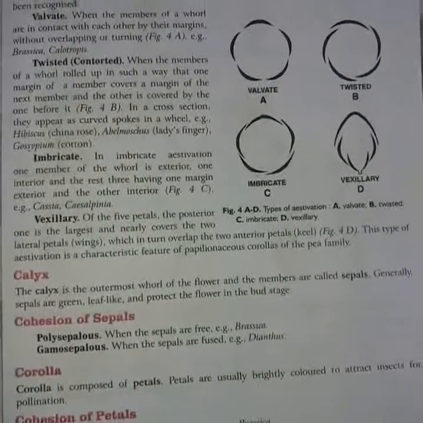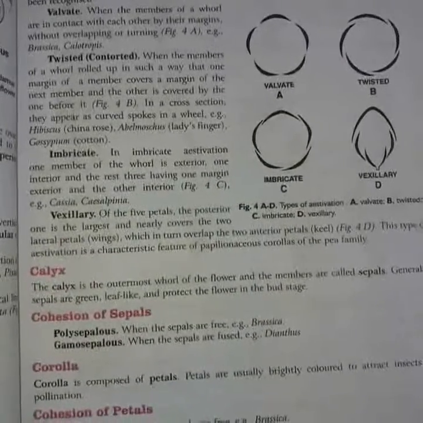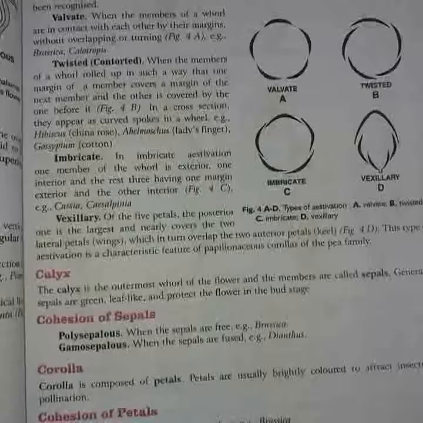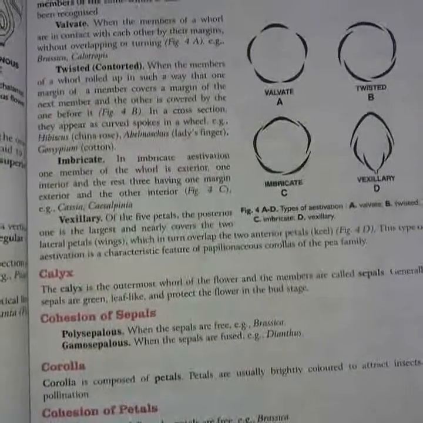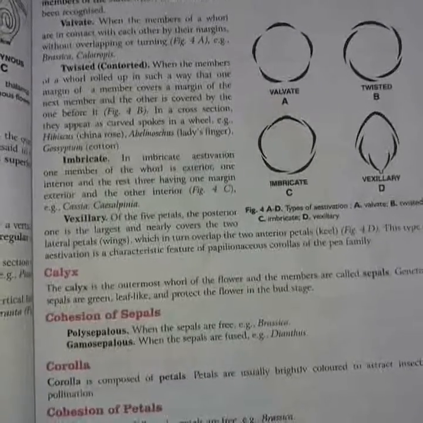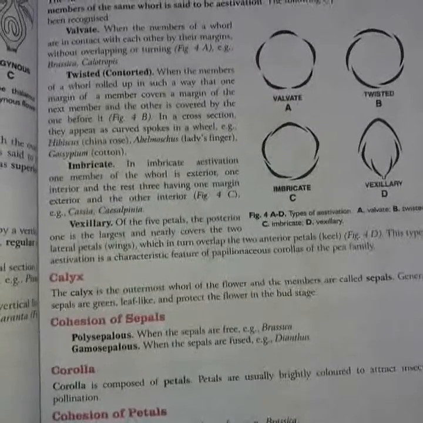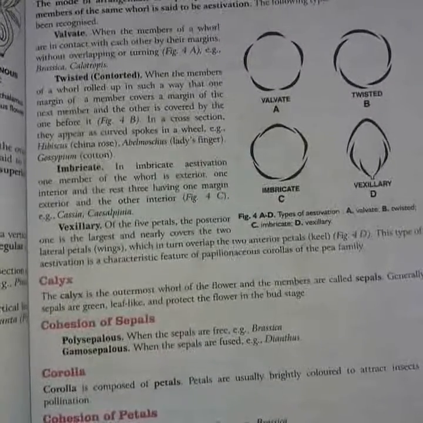So that completes the explanation of position of calyx and corolla, aestivation, symmetry and position of ovary. In the next video we will discuss the position of stamen and the shape of calyx and corolla in the flower.